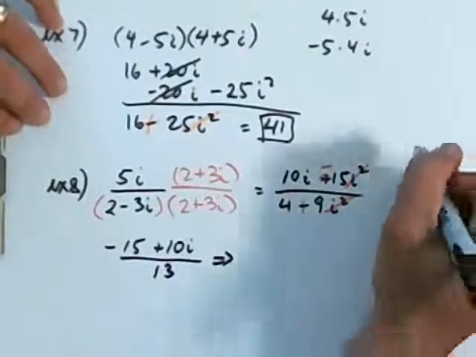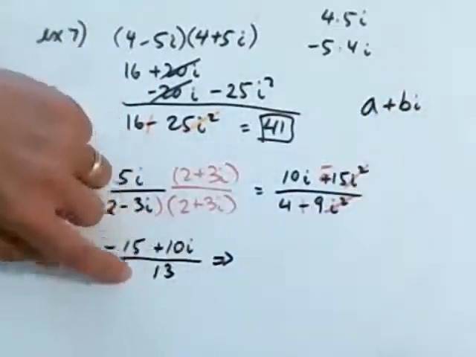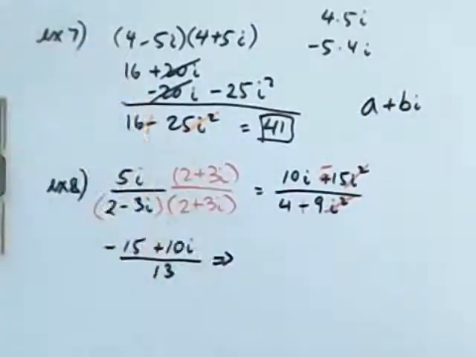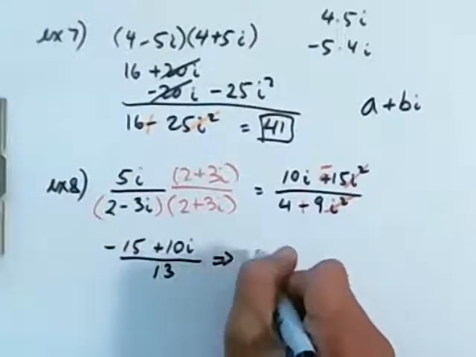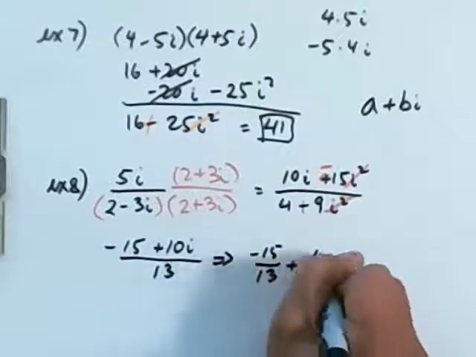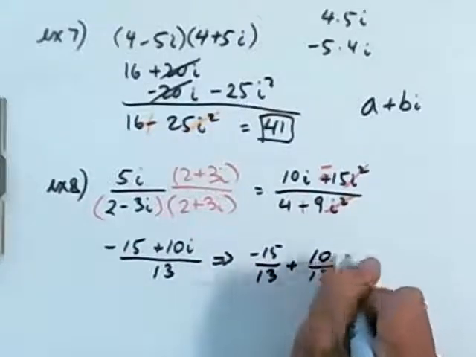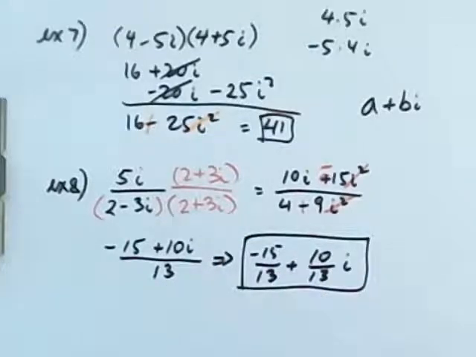We're going to write it in standard form. Standard form is a plus bi, so we have to break this single fraction into its partial fractions, or separate fractions. It's going to be negative 15 over 13 plus 10 over 13 i. Okay, that should be helpful to help you do example number 8.